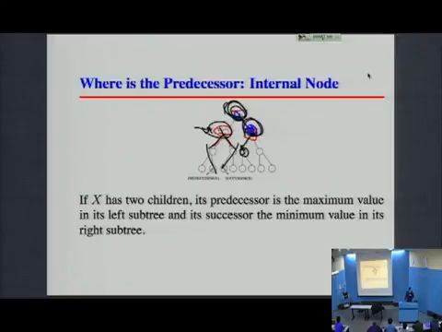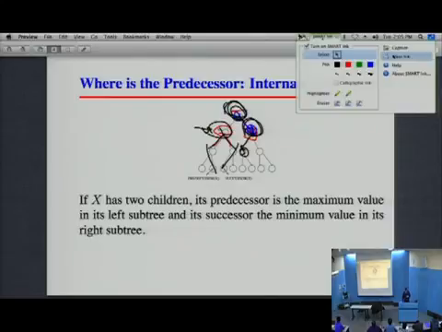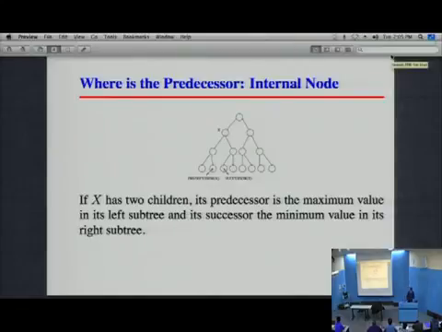If I want to find what my predecessor is, how would I do it? What is the predecessor of this? How much time will it take to find the predecessor of this node? What do I have to do?